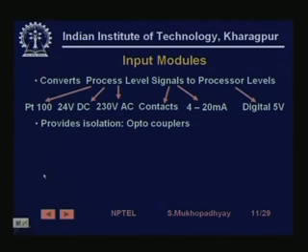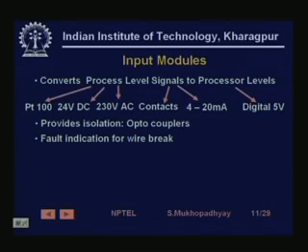Another important thing is to provide isolation, because if you expose digital electronics board to 115 volt or 230 volt AC directly, chances are that it will get damaged. So you have to provide electrical or galvanic isolation using optocouplers. So input modules very often provide that. They provide fault indication. Suppose some wire has broken, often they provide fault indication. This is apart from converting process level signals to processor level signals.